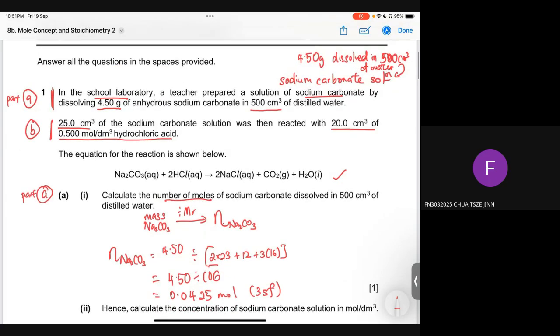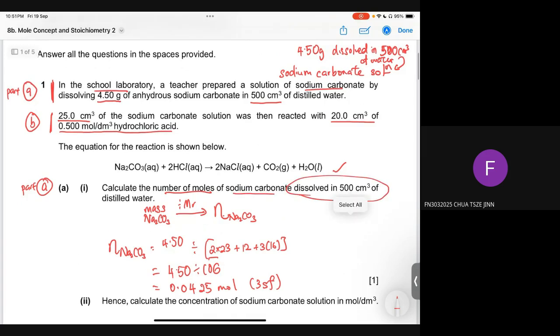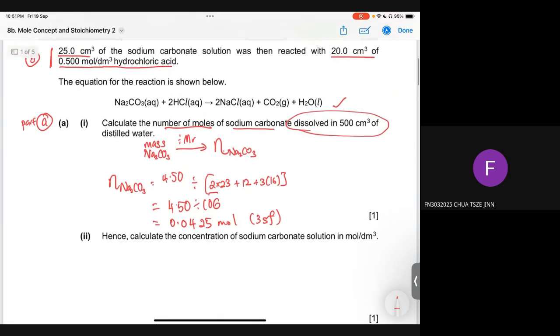So the first one is actually a very simple one. It's just that when you see all this data here, you ask yourself which one should I use. When they ask for the number of moles of sodium carbonate dissolved in 500 cm cube, you use the part A portion to calculate. Now, if you go from A part 1 to A part 2 and you see the word hence, that most probably means you'll need to use your data over here.